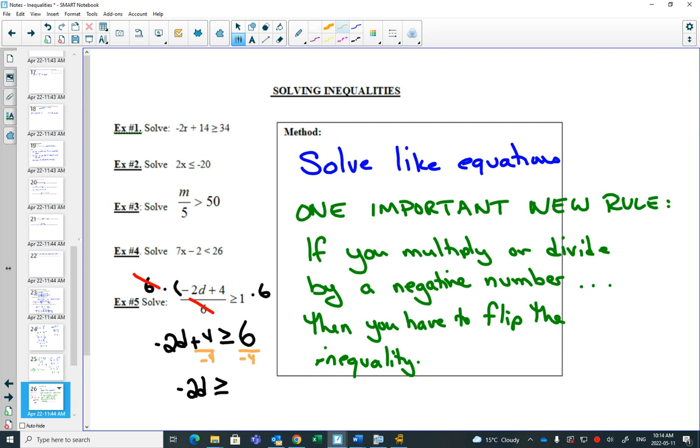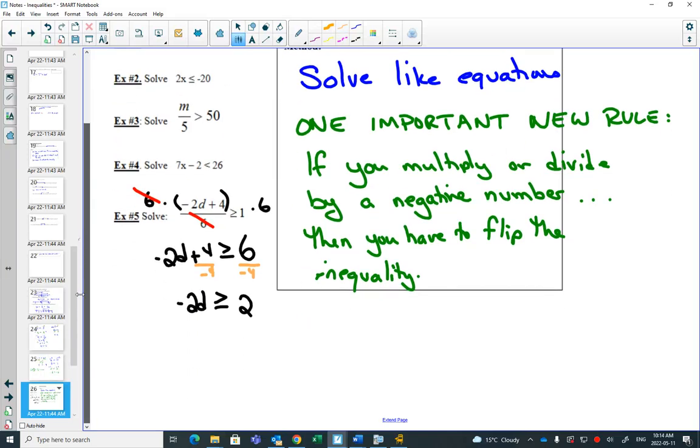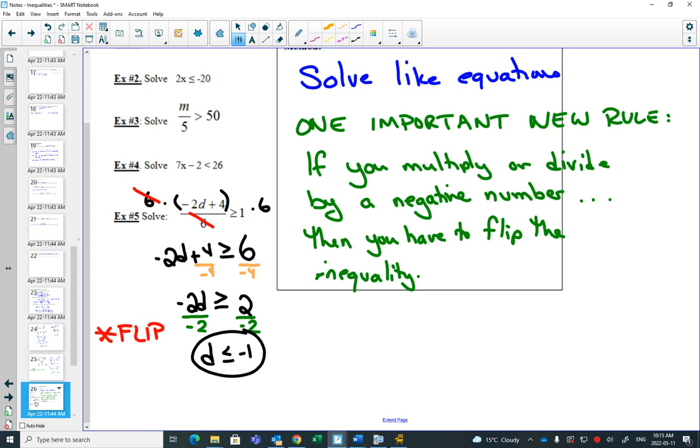Because this is all divided by that 6, when you multiply, it cancels out. That whole side is divided by 6. So subtracting 4 on both sides, I get negative 2d is greater than or equal to 2. And here, we now have to divide by negative 2. And so our special rule comes into effect. We have to flip the sign, put a little star, and write flip, highlight that one, because we divided by a negative number.